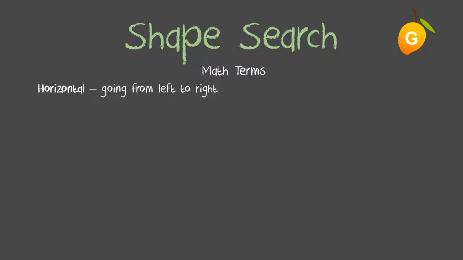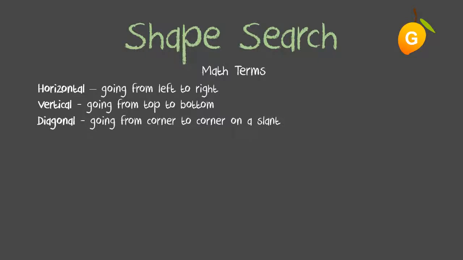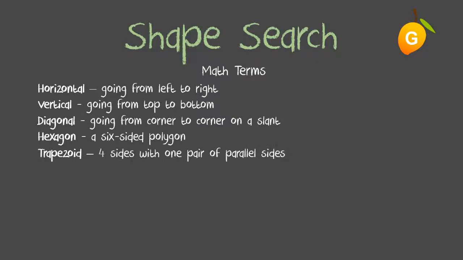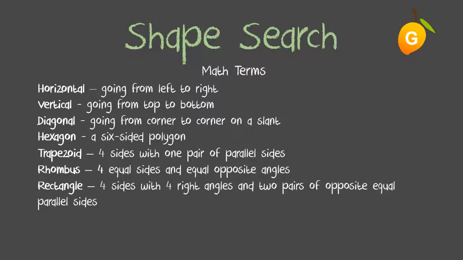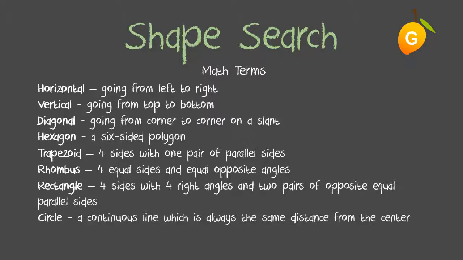So there's horizontal, which goes from left to right, vertical, which goes from top to bottom, diagonal going from corner to corner or on a slant. Hexagon is a six-sided shape. Trapezoid, four-sided with two pairs of parallel sides. Rhombus, four equal sides and equal opposite angles, and you can show the difference on what that is with the shapes. Rectangle, four sides with four right angles and two pairs of opposite equal parallel sides.